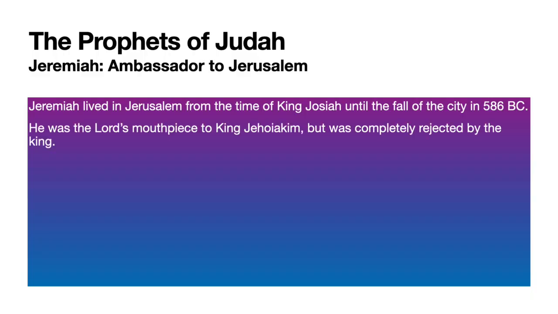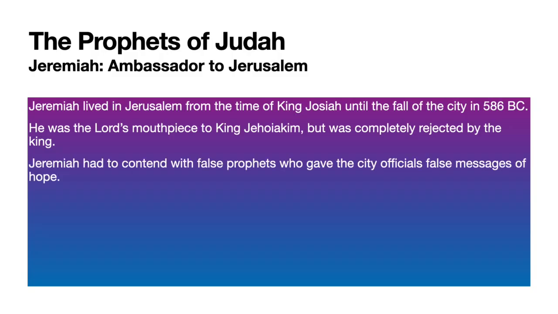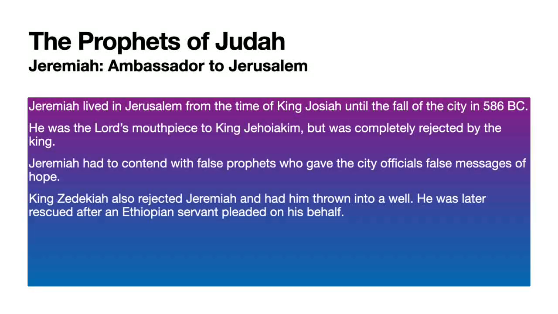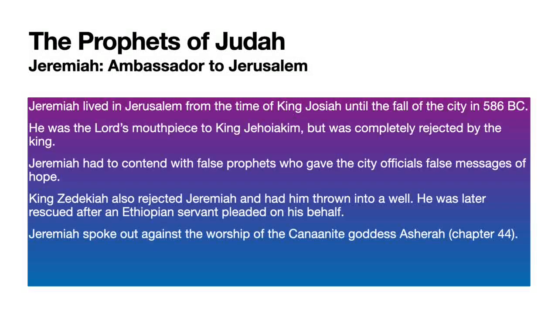And unfortunately, while he was the Lord's mouthpiece to King Jehoiakim, he was completely rejected by the king. He also had to contend with false prophets who continued to give the city officials, the political leaders really, false hope that somehow Judah would prevail over the Babylonian Empire. Well, King Zedekiah, the final king of Judah, also rejected Jeremiah and had him thrown into a well. If it weren't for an Ethiopian servant who pleaded on his behalf, he probably would have been left to perish in the well, but he was eventually saved.